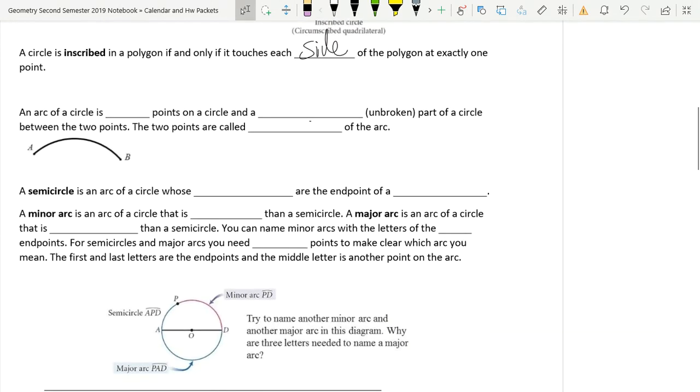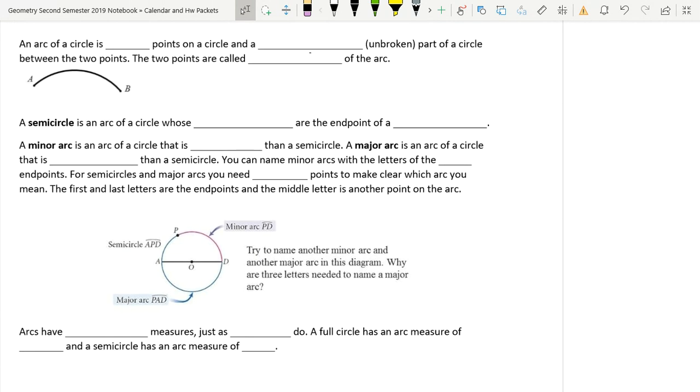Now to the arc. What is an arc? Well, it's not the boat that Noah built. In this case, an arc of a circle consists of 2 points on a circle and a continuous unbroken part of a circle between the 2 points, like you see there. There is arc AB, and you'd write it uppercase A, uppercase B, and a little arc on top. The 2 points are called endpoints of the arc.